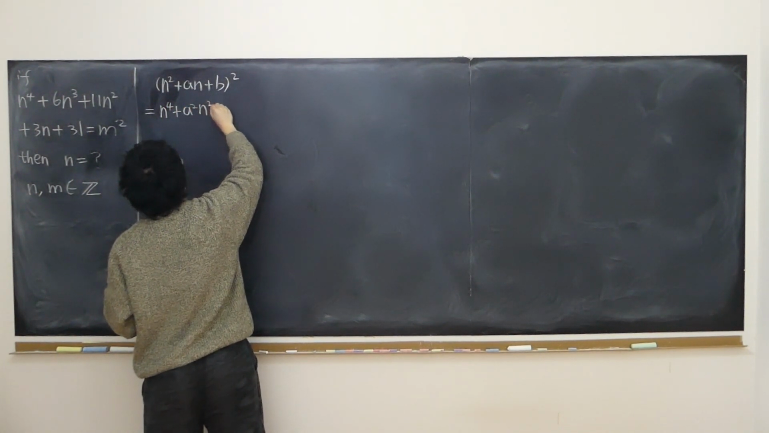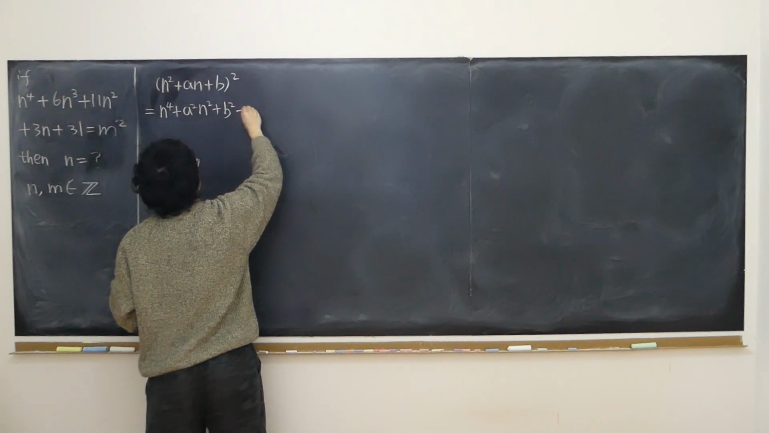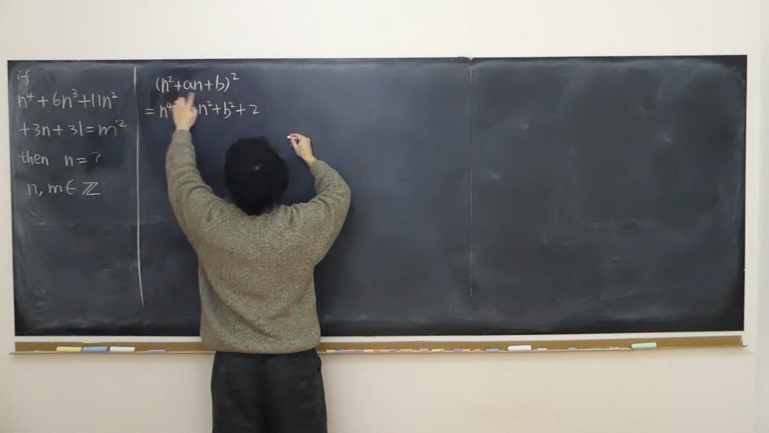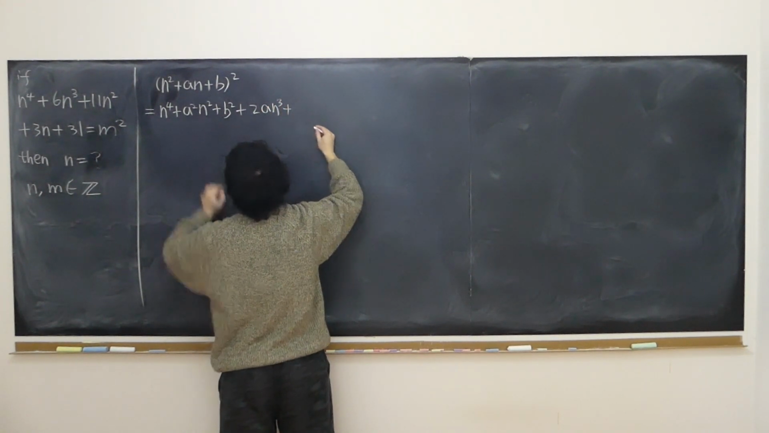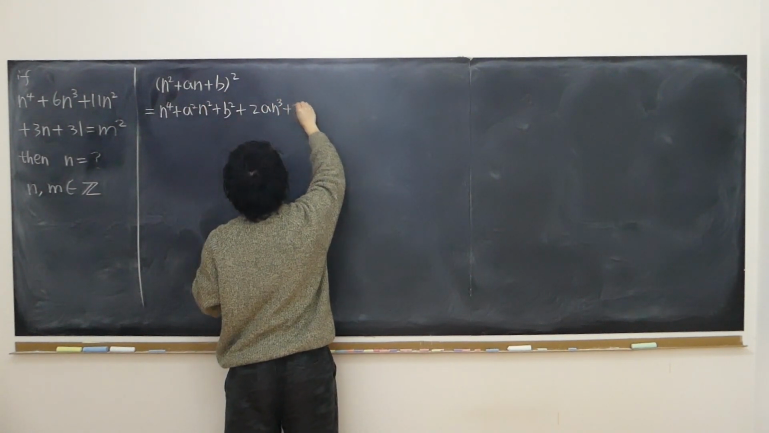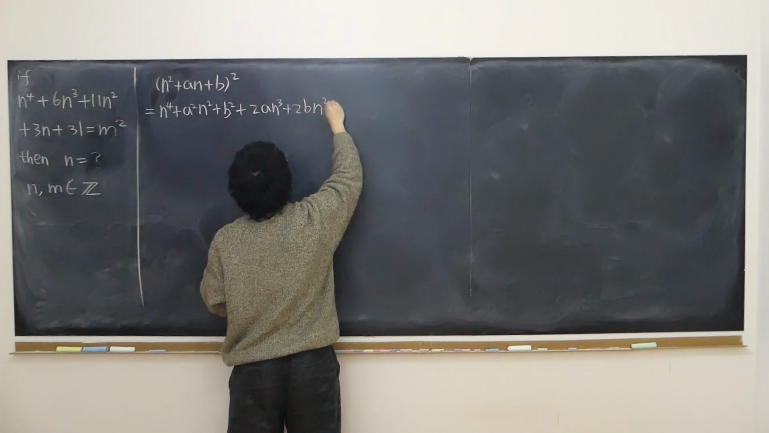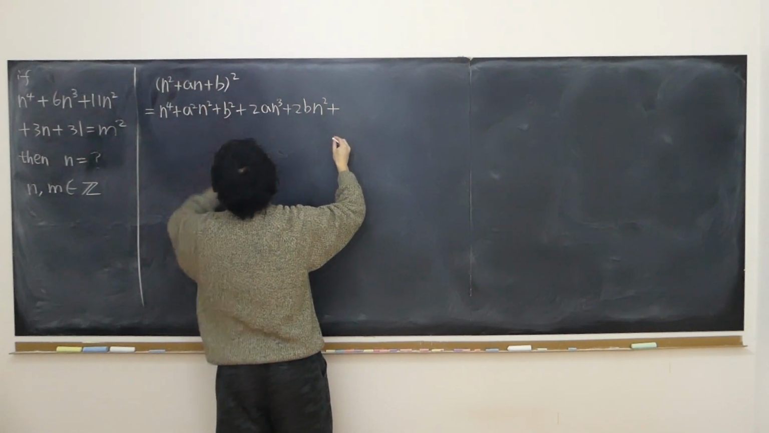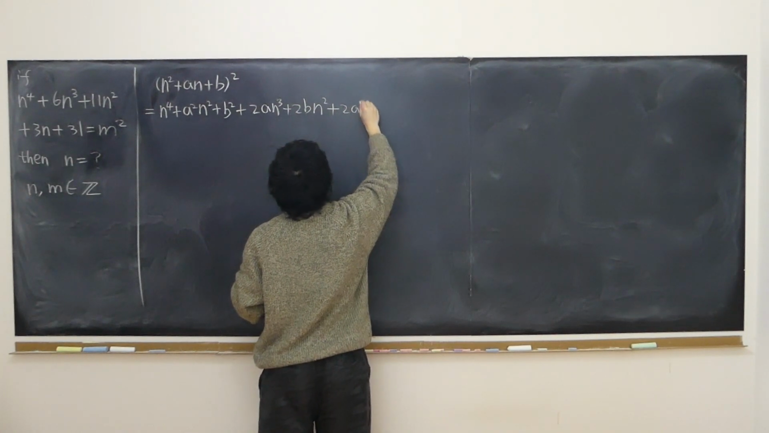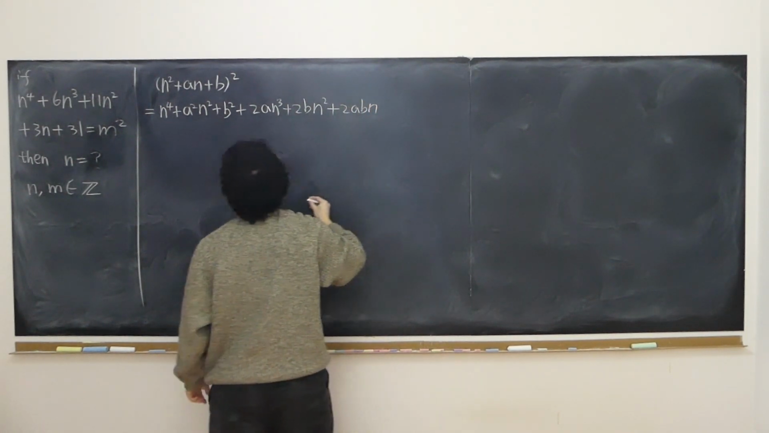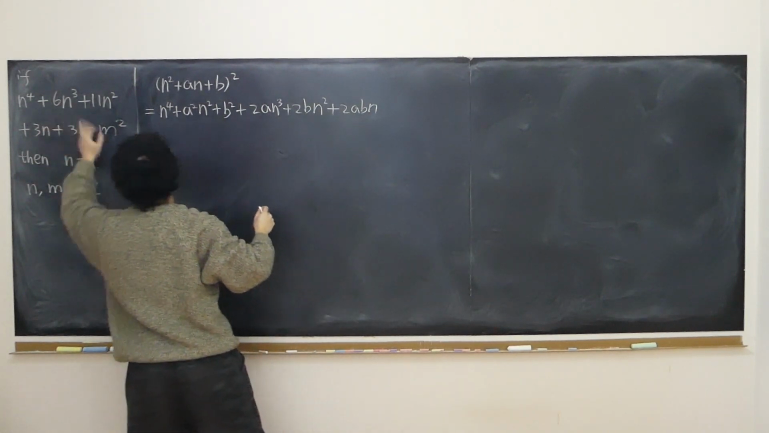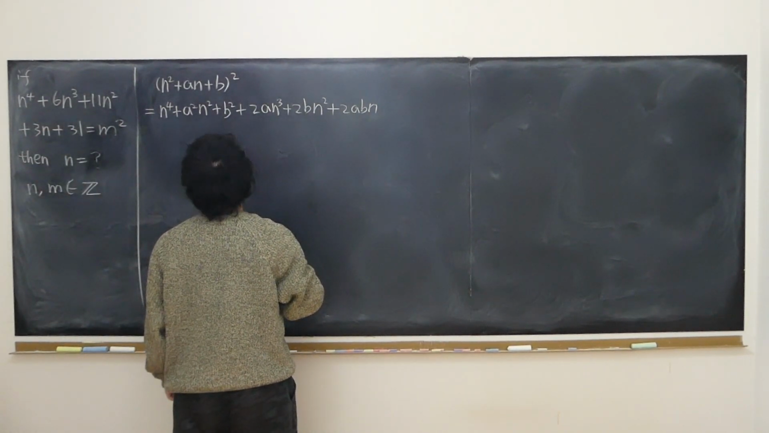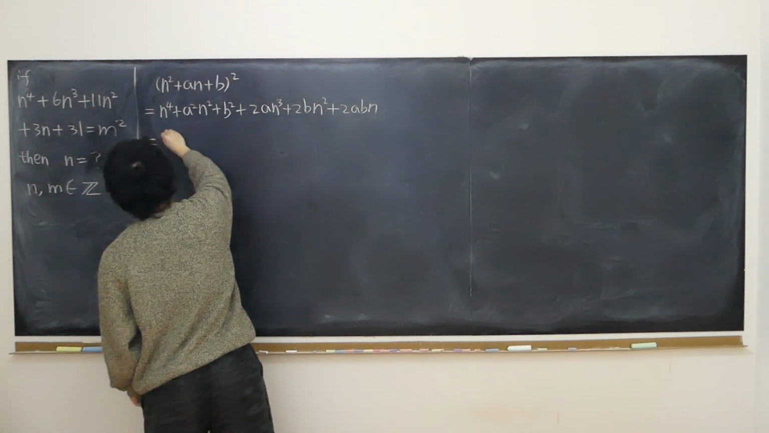squared n squared plus b squared plus twice of this times that, a n cubed, plus twice of this times that, twice b n squared, plus twice of this times that, 2abn. Okay, then I want to compare this with that. So, of course, I have to combine some terms, right?